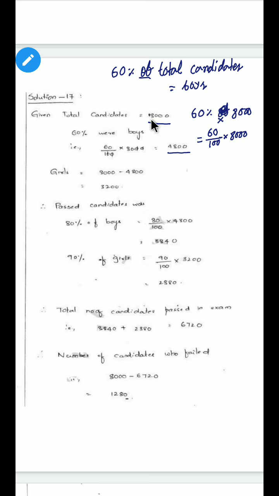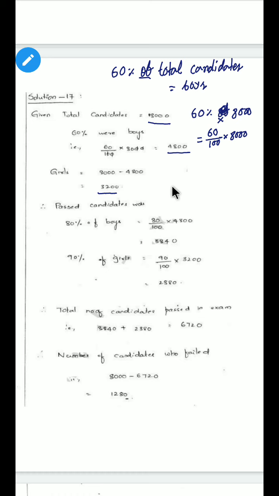The total number of candidates is 8,000 and the total number of boys is 4,800. So how many girls are there? If you subtract, you will get the number of girls, which is 3,200.